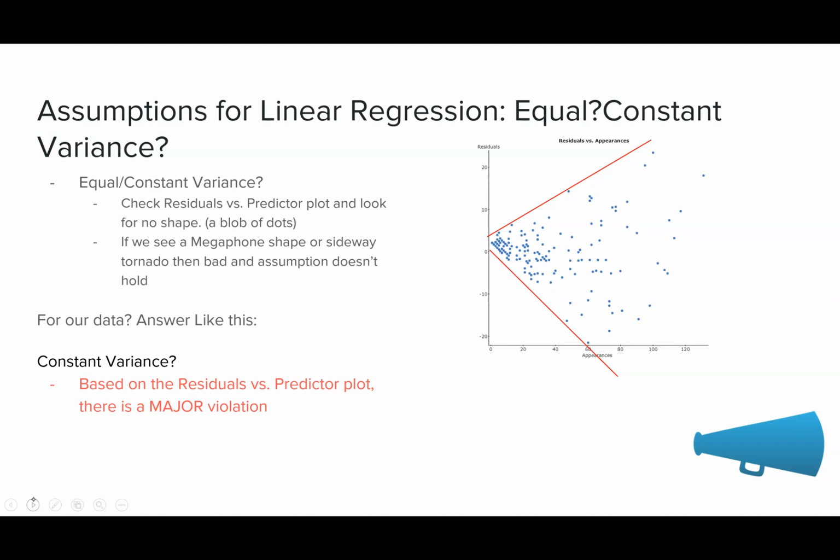Assumption violations for the equal or constant variance. This is a really, really bad one. Because we want essentially an equal spread as we go from the left-hand side of this graph to the right-hand side. What we don't want to see is some sort of megaphone shape. Another good way to say it is you don't want a sideways tornado, a tornado tipped on its side. Here you can see clearly that right here there's not too much of a spread, but as we go down here, there's a pretty big spread in our data. We don't want to see that. This is a very clear example of this assumption being violated.